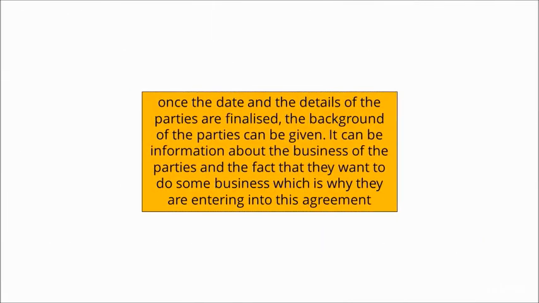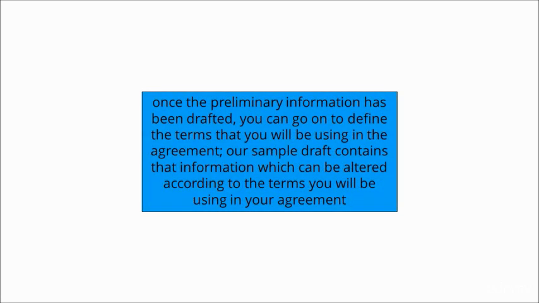Once the data and the details of the parties are finalized, the background of the parties can be given. It can be information about the business of the parties and the fact that they want to do business together, which is why they are entering into this agreement. Once the preliminary information has been drafted, you can go on to define the terms that you will be using in the agreement.